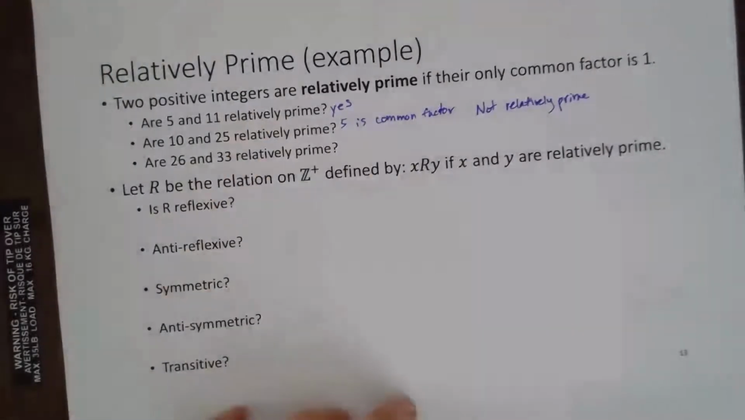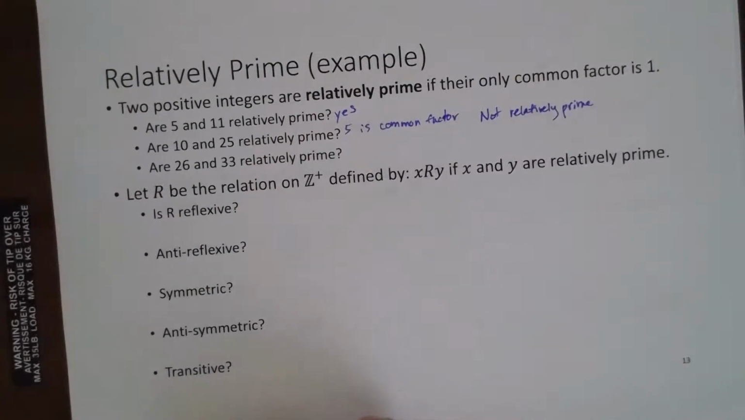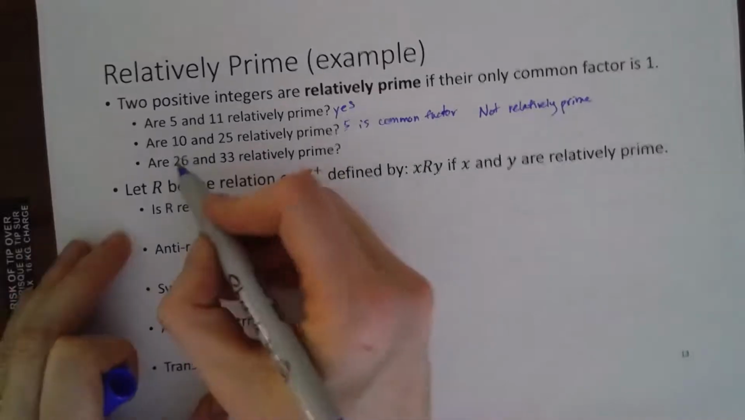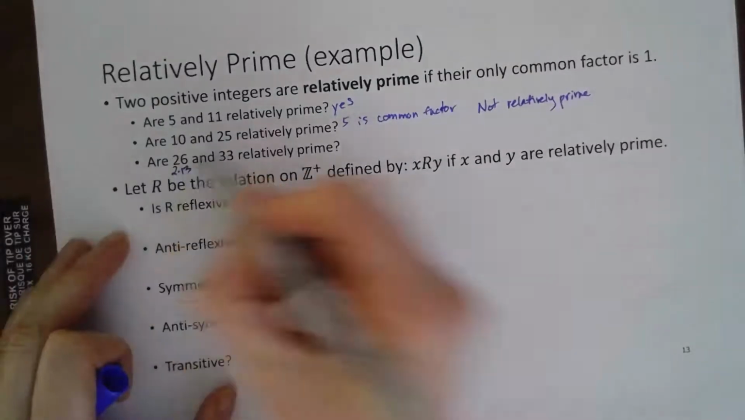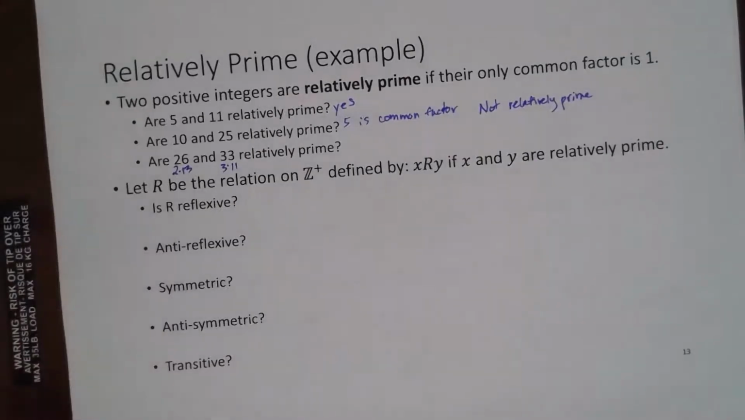And they're also not prime, so you might think that that's not too surprising. Okay, what about 26 and 33? Do they have any common factors besides 1? No, because 26 is 2 times 13, 33 is 3 times 11. They have nothing in common. So 26 is not prime, 33 is not prime. But 26 and 33 are relatively prime because they don't have any common factors besides 1.